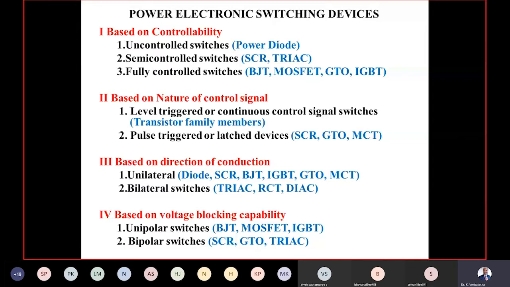When you go for fully controlled switches, nothing but your transistor family members like BJT, MOSFET, IGBT, we can turn on and turn off whenever we want. When you give the base drive, the BJT will be turned on. Stop giving base drive, it will be turned off. But that is not the case in the SCR. If you give the gate signal, it will turn on. If you remove the gate signal, it won't turn off, because the anode current will be continuously flowing; it will be latched. That's a problem in the SCR.